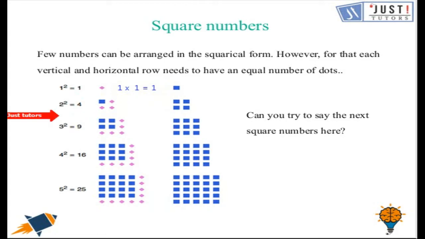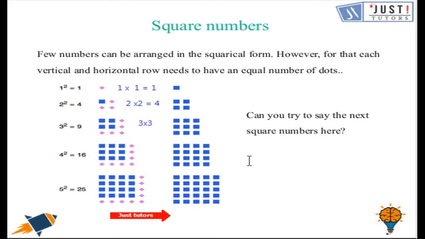If I talk about 2 squared, that is basically 2 times 2, which is 4. So you'll have 2 squares in each row and 2 squares in each column. Let's discuss one more here. That's 3 squared, which is 3 times 3. So in this case you'll have 3 squares in each row and 3 squares in each column.